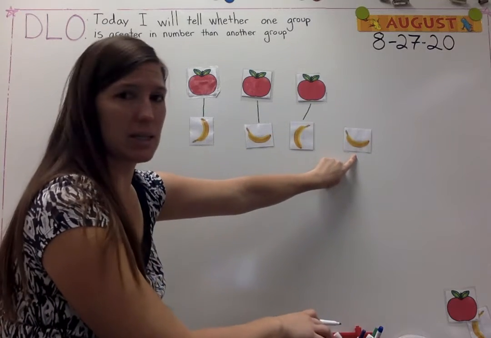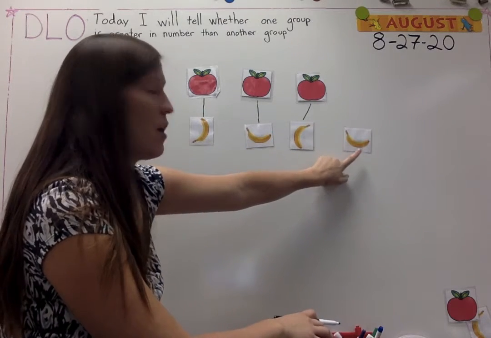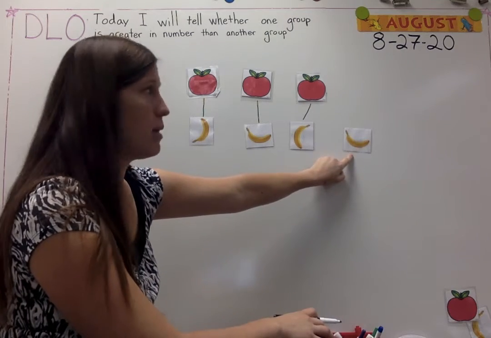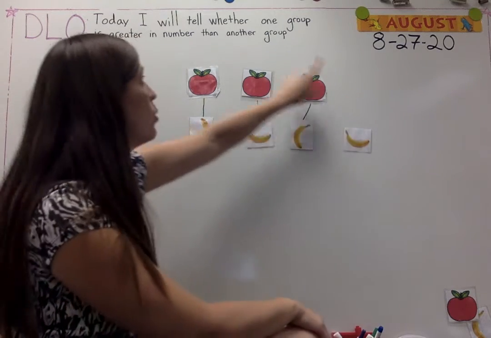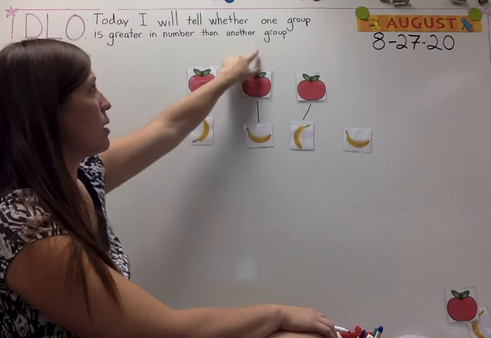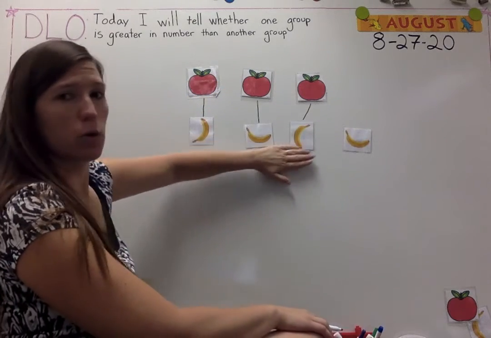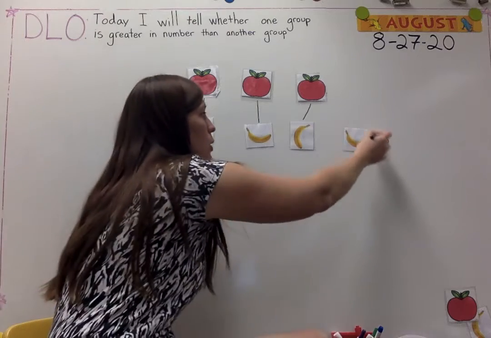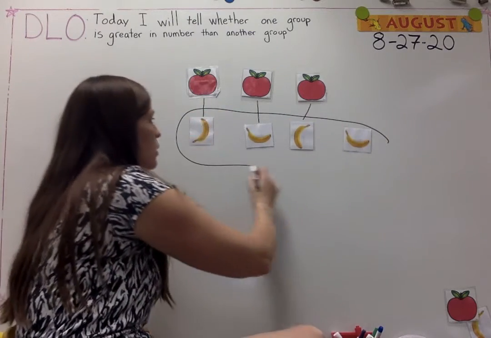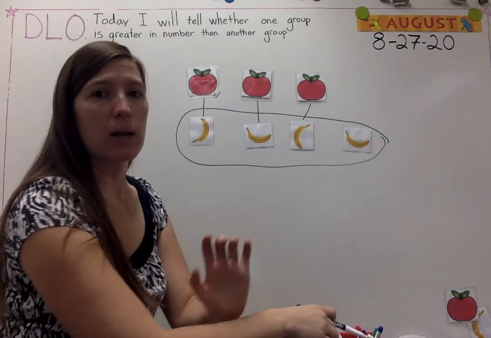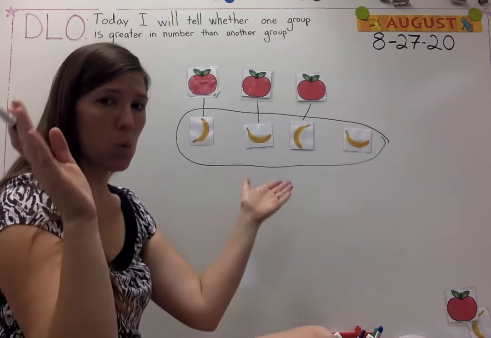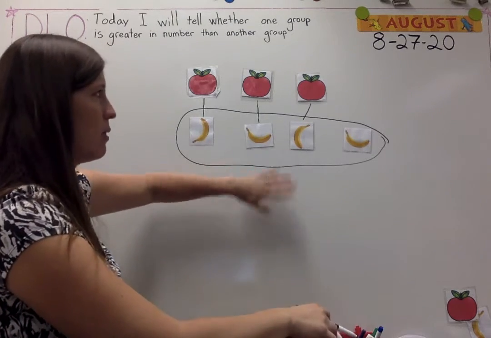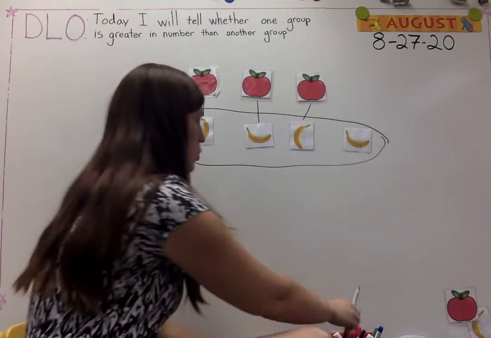Banana over here doesn't have a buddy. There are more bananas than apples in the group. Greater in number than the other group. This one group of bananas is greater than the apples. I'm going to circle the group of bananas because the banana group has more. It's greater than the apples. Let's do another one.